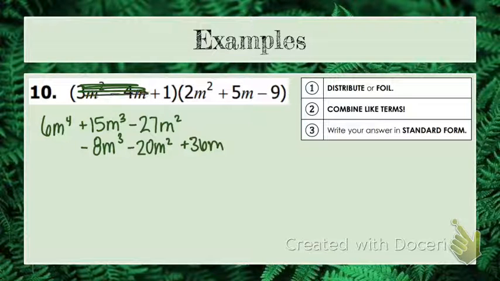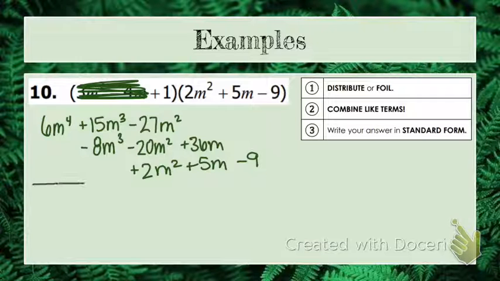So now we just need to take care of the positive 1. And remember that when you distribute a positive 1, it doesn't change anything. So we're just going to write this down. So the 2m squared, I'm going to put with the other m squareds. So plus 2m squared plus 5m minus 9. And when you write it like this, you can just add them all together straight down.